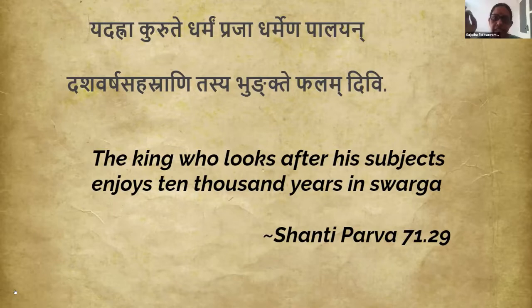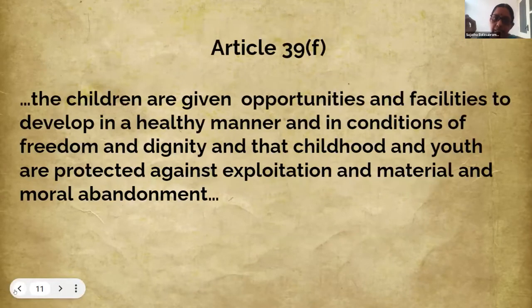Next, we turn our attention to Article 39F. In any society, the children are the most vulnerable section. They need legal protection to ensure that they are not exploited socially or economically. In fact, this article was amended by the 42nd Constitutional Amendment Act. The scope of this article was expanded.